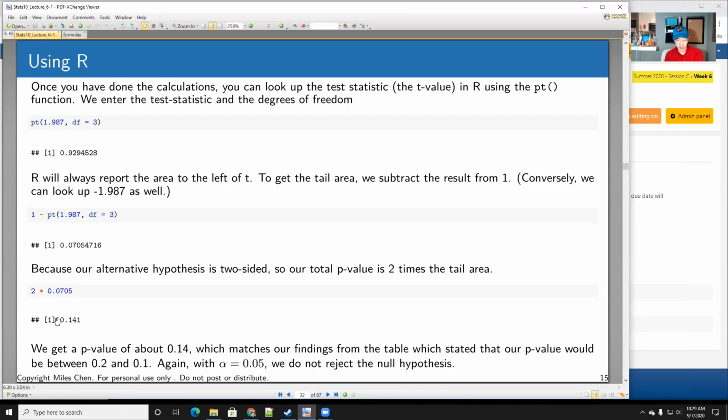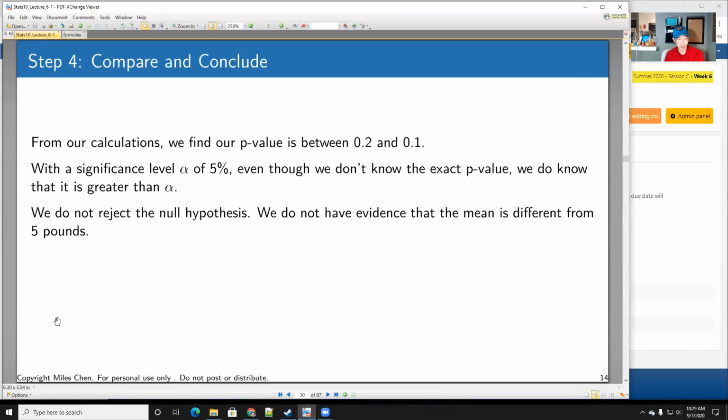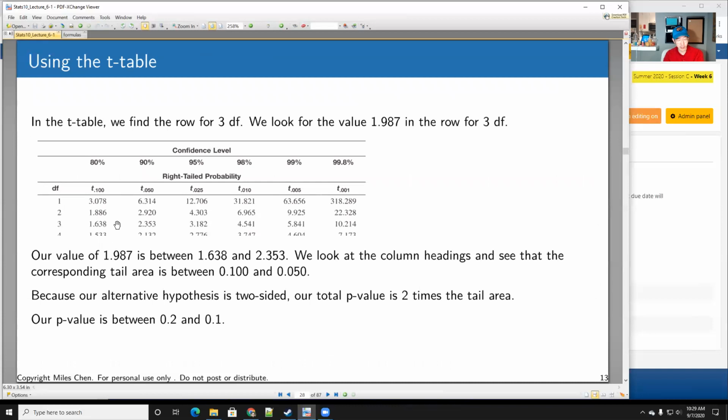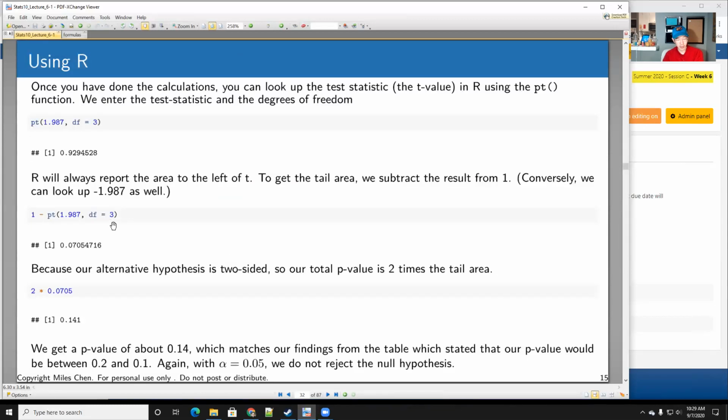Okay, and so even though when we use the table we didn't get an exact value, the table said our p-value is going to be between 10% and 20%, 0.2 and 0.1, which aligns with what we found, which says our more precise p-value is around 14%. So again, if you need more precision, you'll have to go to R rather than using the table. But again, with alpha equal to 5%, we would not reject the null hypothesis.